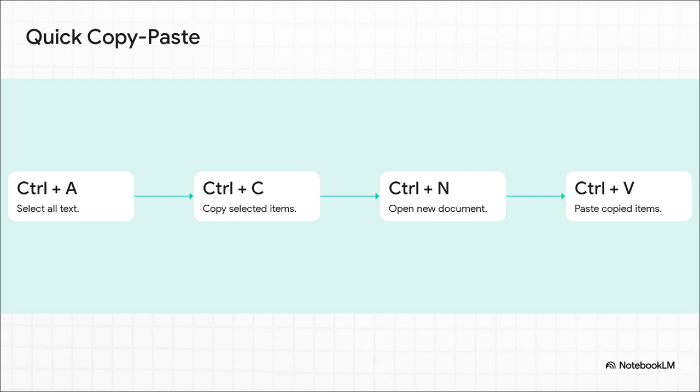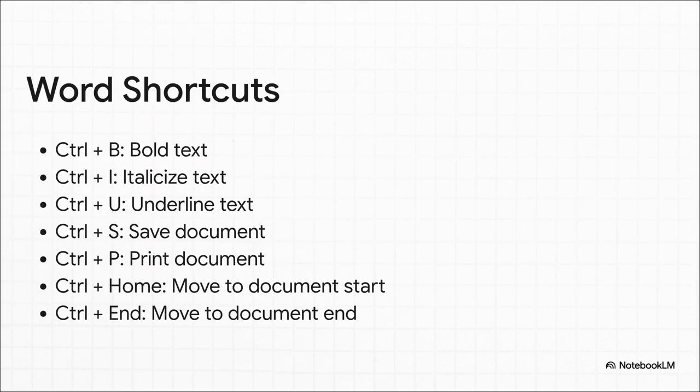0 mouse clicks required. And once you're actually in that document, you can format entire paragraphs on the fly. Control-B for bold, I for italics, and U for underline. Plus, when you're navigating some massive 50-page report, please don't scroll. Control-Home shoots you instantly to the top, and Control-End takes you straight to the bottom. Oh, and of course, don't forget Control-S to save when you're done, or Control-P if you need a physical printout.